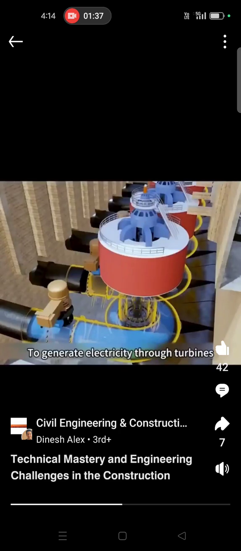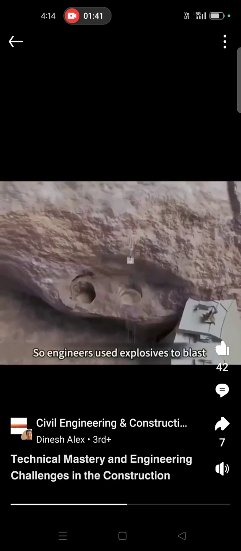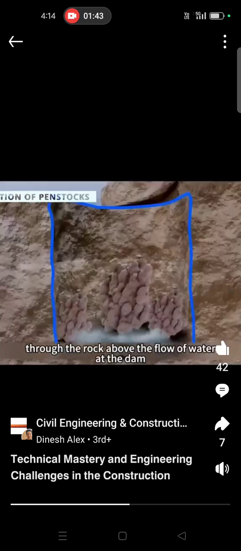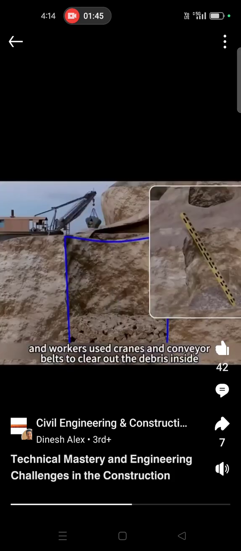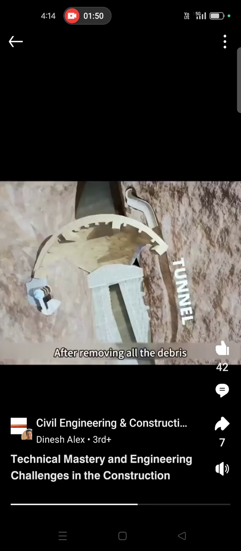To generate electricity through turbines, there must be a large enough flow of water. So engineers used explosives to blast through the rock above the flow of water at the dam, and workers used cranes and conveyor belts to clear out debris inside and dig a tunnel like this. After removing all the debris, a concrete pipe is placed inside.